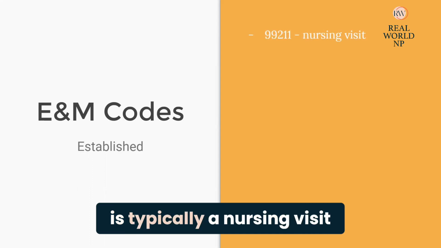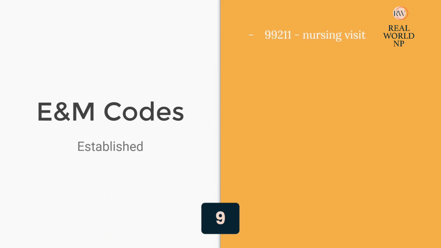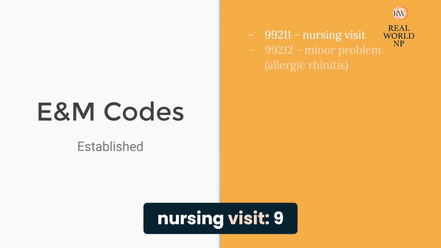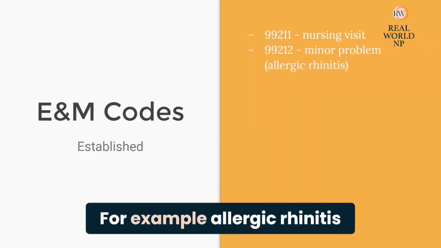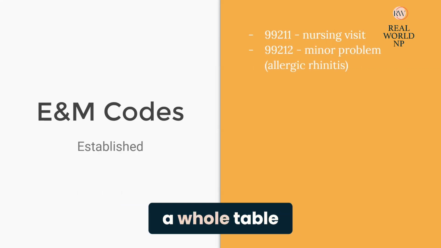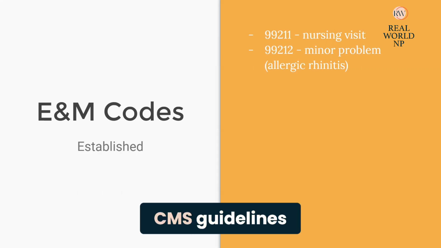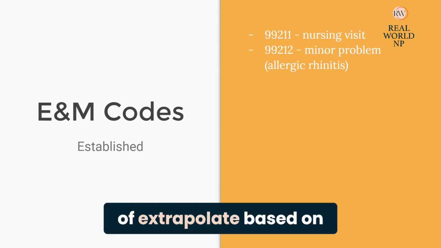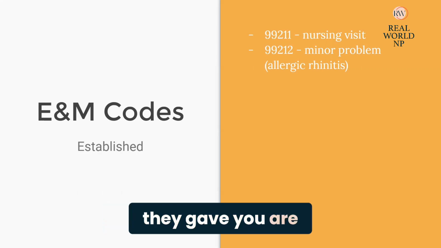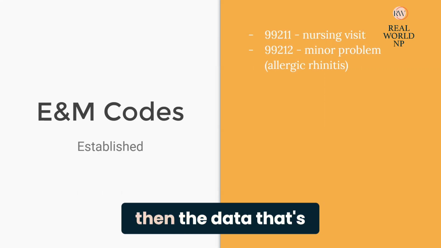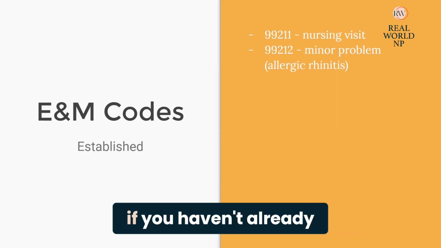Level 1 is typically a nursing visit. The prefix is always 992, and then the last two numbers are the things that are different. So 99211 is a nursing visit. 99212 is a minor problem, for example, allergic rhinitis, things like that. I actually have a whole table. If you haven't downloaded the cheat sheet already, it has the table of risk that is in the CMS guidelines. It talks about different examples, not comprehensive, but you can extrapolate based on the examples they gave you. And then also the different tables that I have put together based on the guidelines, and the data that's been published after, which I'll show you in a second on this presentation. But definitely download that if you haven't already.